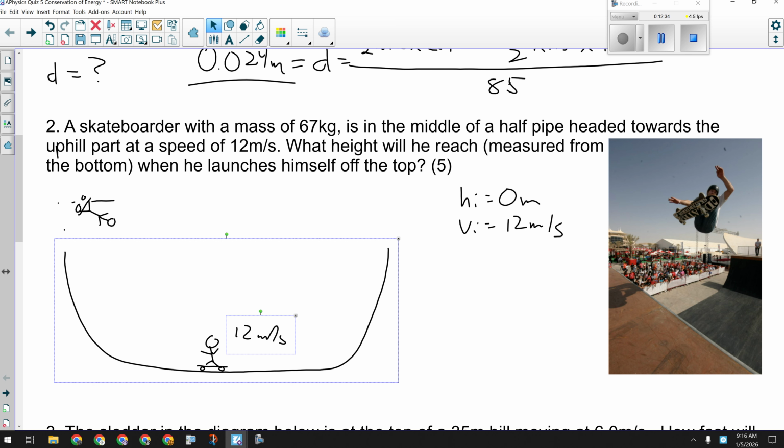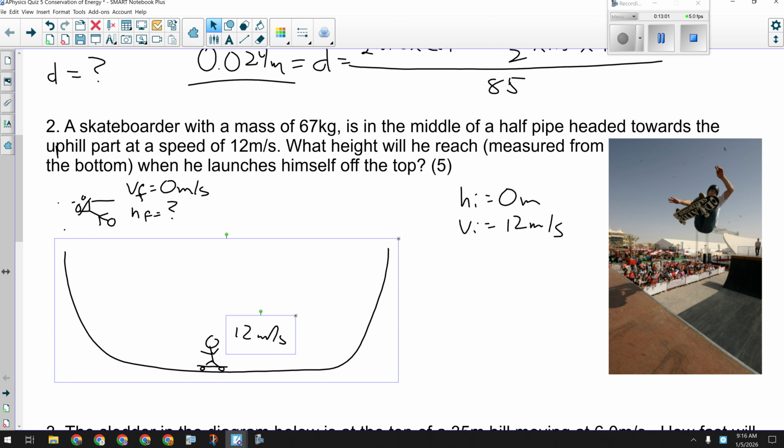How fast is he going here at his highest point? 0. Right? When you throw something up in the air, when it gets to its maximum height, it stops for an instant before it falls back down. So up here, no speed. And this is where they want me to calculate, sorry, that should be F, okay? His height.